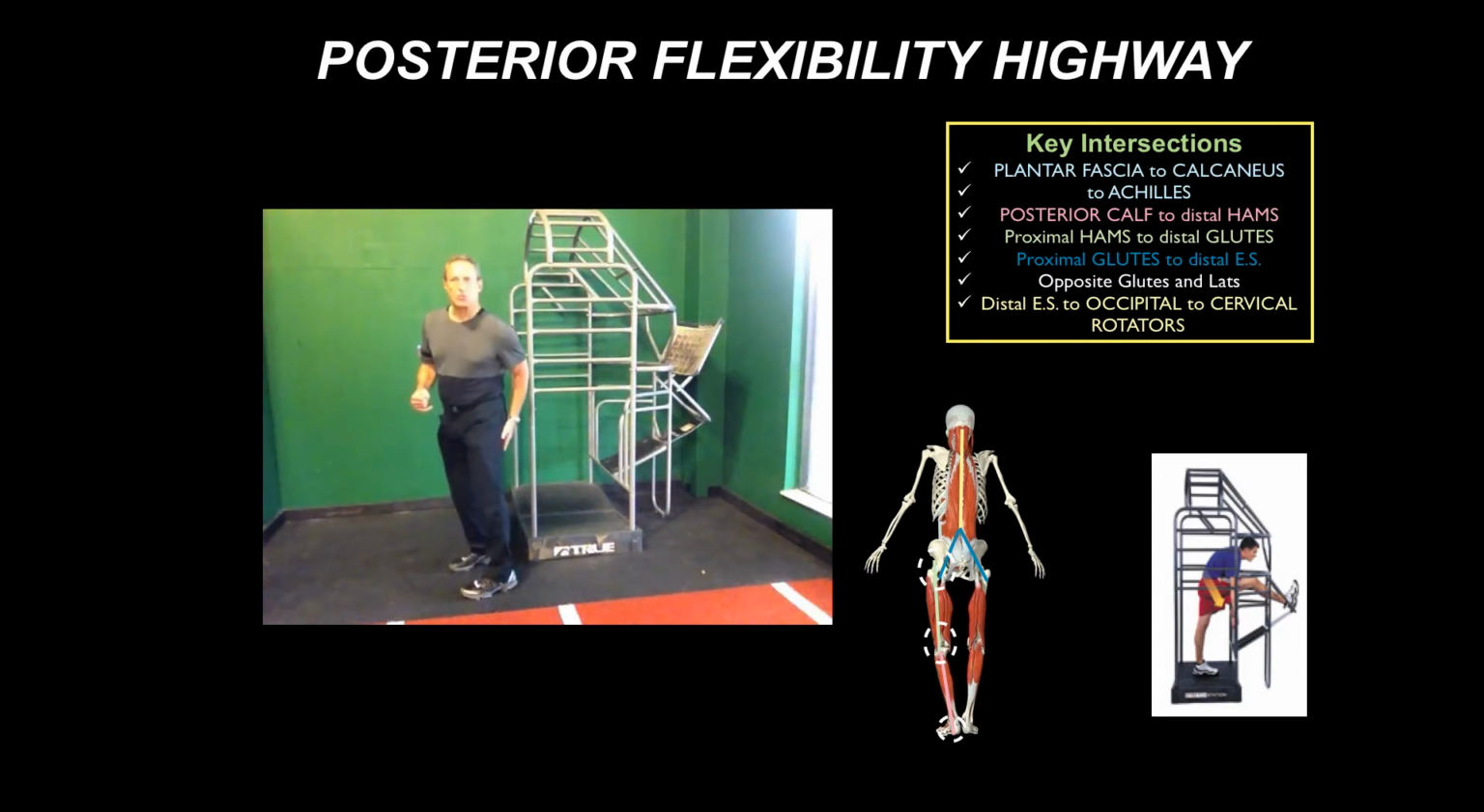Anytime that any of the structures on the posterior flexibility highway become limited in motion, that can create a compensation and limitation through the entire posterior flexibility highway chain. So we can stretch hamstrings, but remember, we have to stretch the calf, we have to stretch the hamstring, we have to stretch the gluteals, we have to stretch into the erector spinae, and then it's even going to branch off into the lats, into the shoulder, if we want to look at it that way, into the posterior cervical flexors to allow this entire flexibility highway chain to promote flexion.